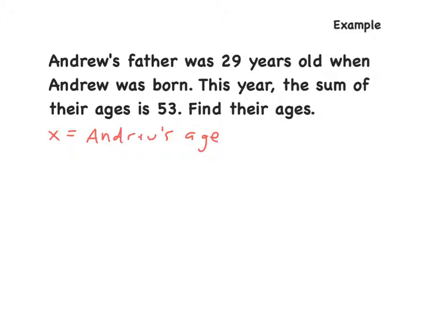If x is equal to Andrew's age, what would be Andrew's father's age? We know that when Andrew was born, his father was 29. So we would want to take Andrew's age plus 29. So it'd be x plus 29 is equal to Andrew's father's age.